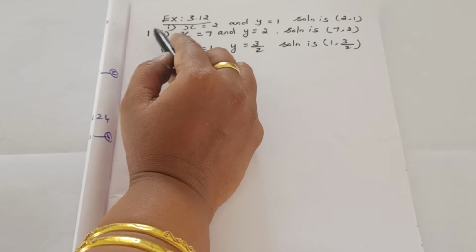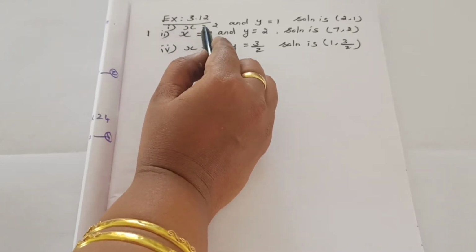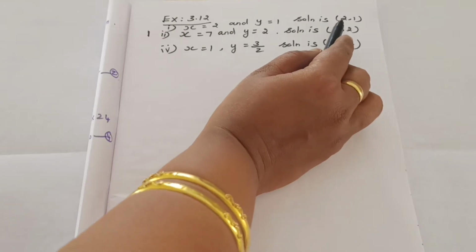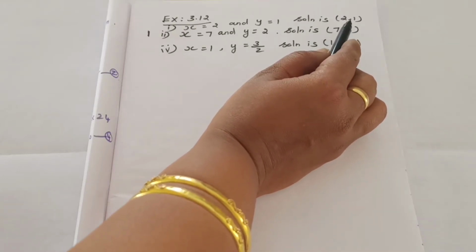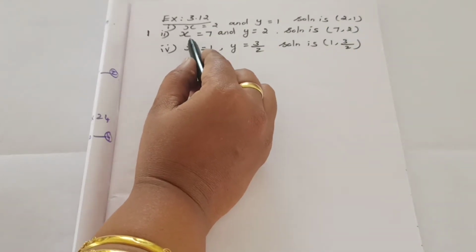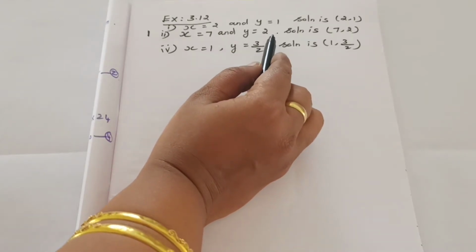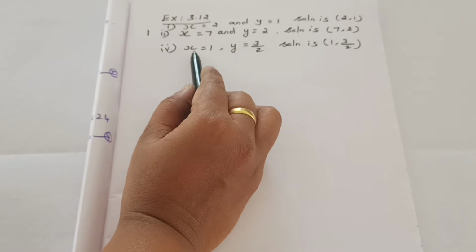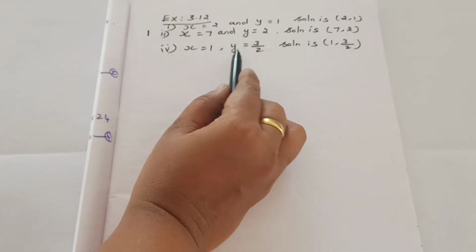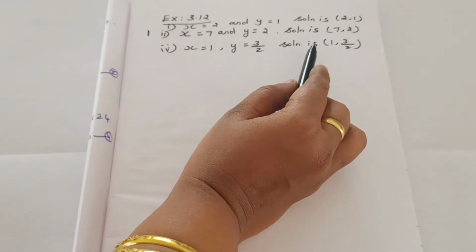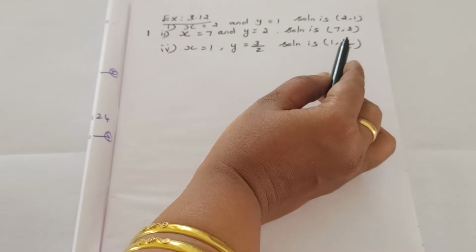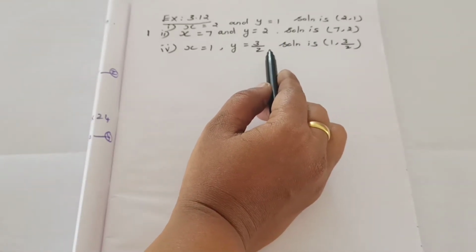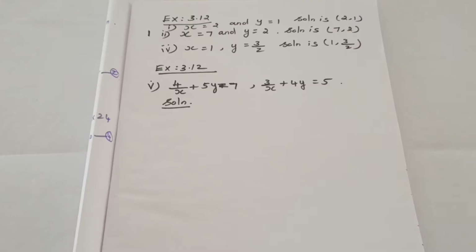3.12. First one. First subdivision, x equal to 2, y is equal to 1. Therefore, the solution is 2, 1. Did you get? Then second one, x equal to 7 and y is equal to 2. Therefore, the solution is 7, 2. Then fourth one, x equal to 1 and y is equal to 3 by 2. Therefore, the solution is 1, 3 by 2. Did you check the answers? Did you get answers? Okay, very good.